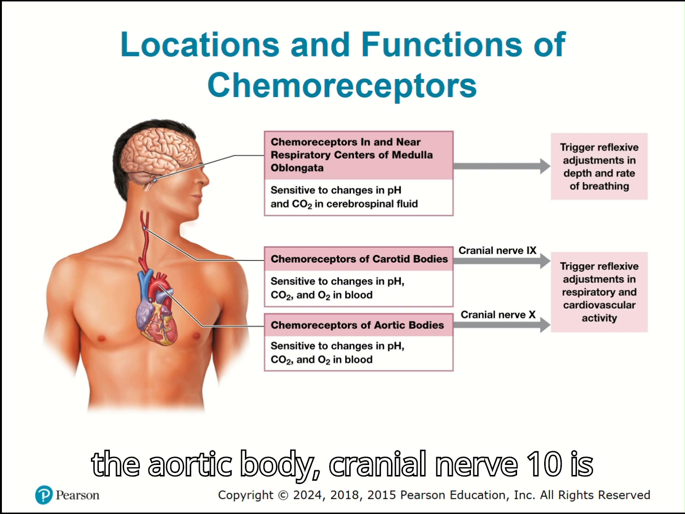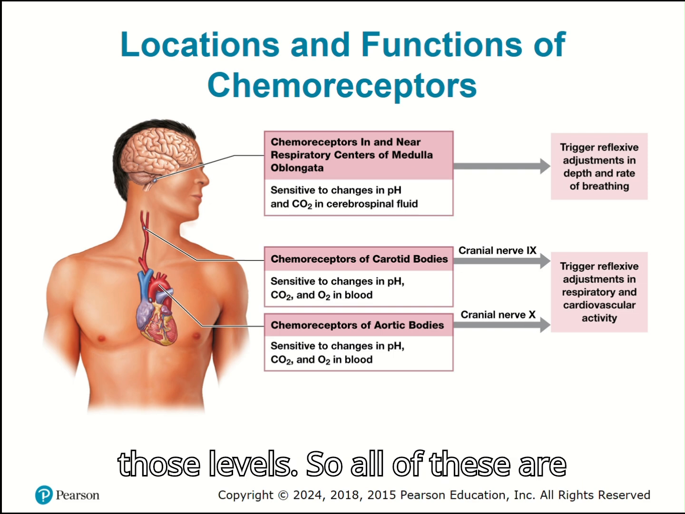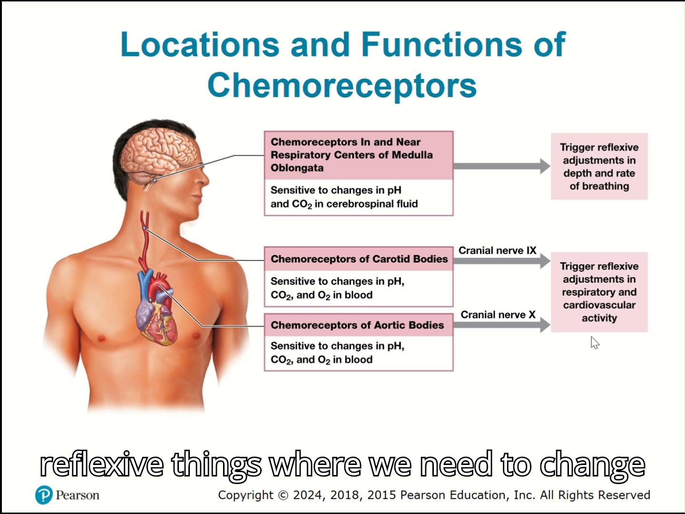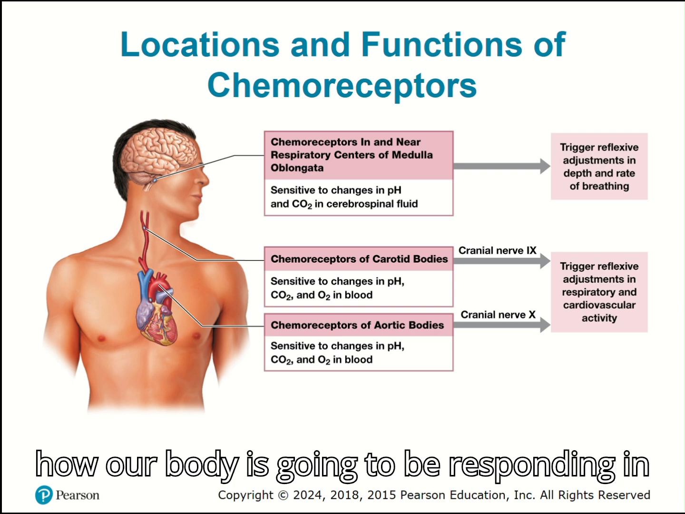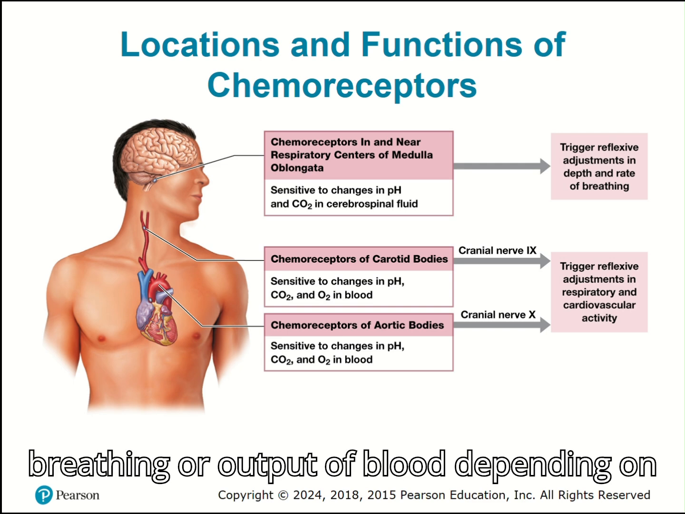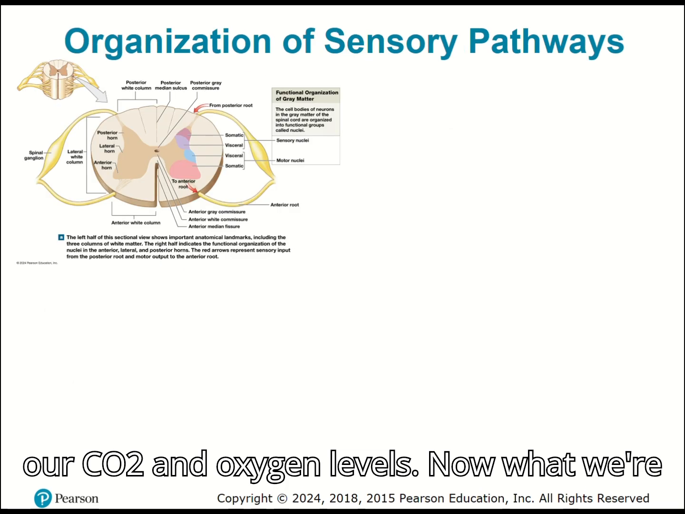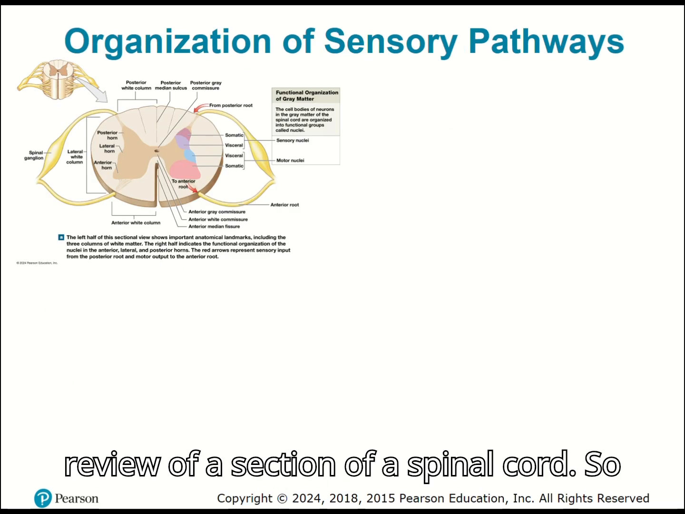And then with the aortic body, cranial nerve 10 is going to cause us to adjust based on those levels. So all of these are reflexive things where we need to change how our body responds in terms of how we're breathing or our output of blood, depending on our CO2 and oxygen levels. Now we're going to do a quick review of a section of a spinal cord.